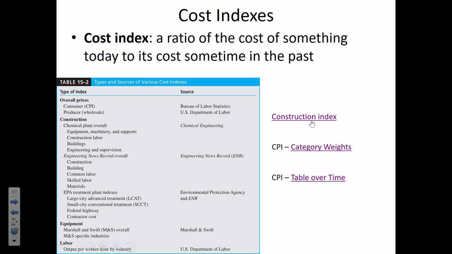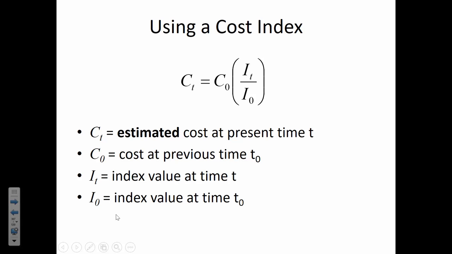Some of it is specific to construction, some of it is more on consumers. There's labor-specific pricing data, equipment pricing data, so there are a lot of different possibilities where you can go out and get that data. Here's the formula that you need to use to apply a cost index. What you would do is look up what the index was at some baseline time.